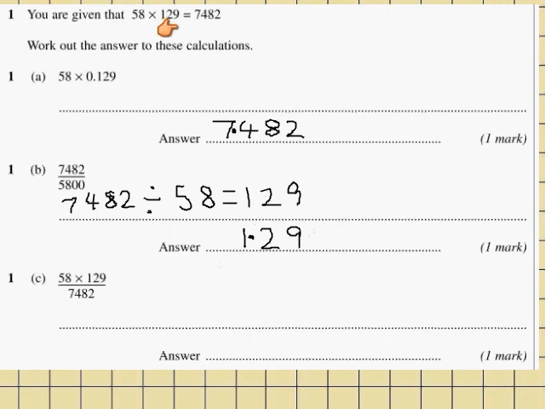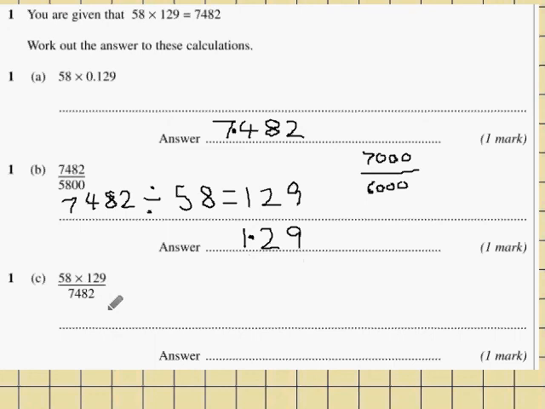So you can see the connection between 129 and 1.29. The way that I would check to see if this answer makes sense is to estimate. 7,482, that's about 7,000. 5,800, that's about 6,000. So if I estimate 7,000 over 6,000, how many times does 6,000 go into 7,000? It goes in one and a bit times. So yeah, that answer looks correct.